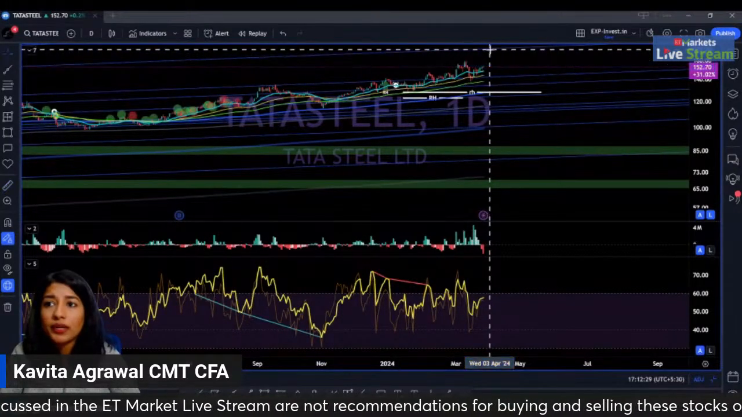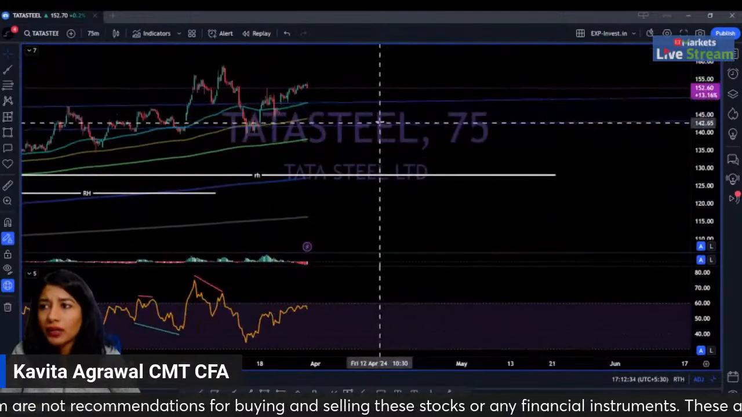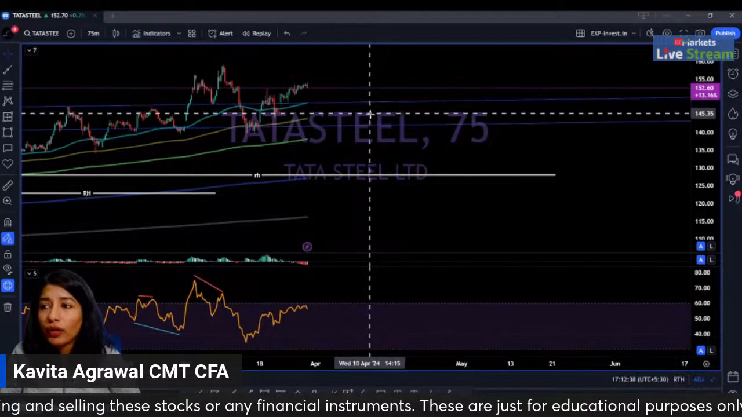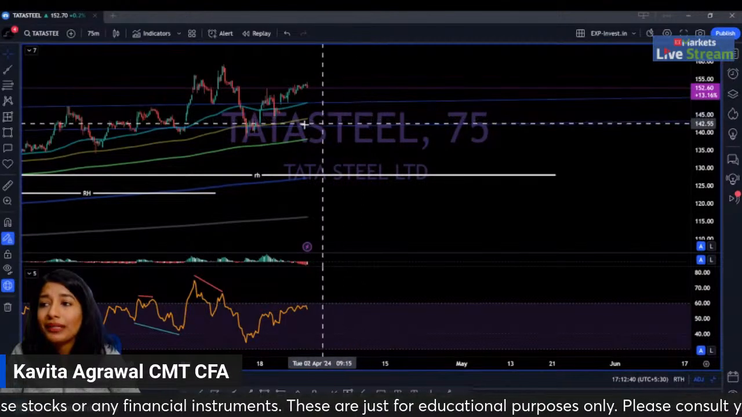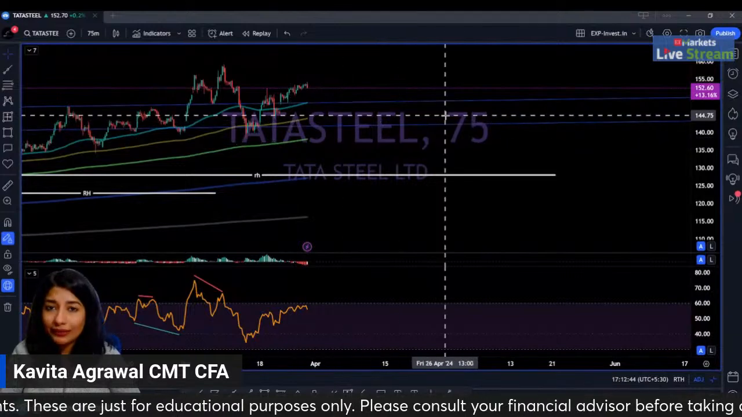So that is an upside of around 11 to 13% from the current market price. And you can also add more to your position around the level of 148. However, you should also maintain a stop loss right at the level of 143 for Tata Steel.